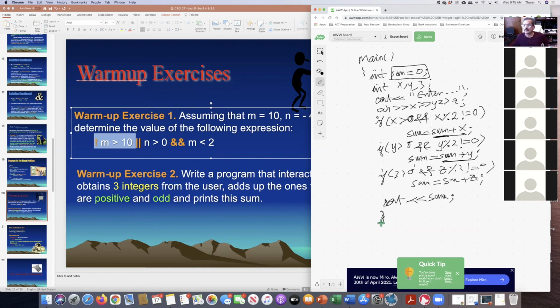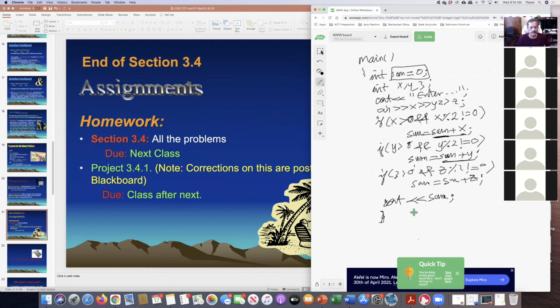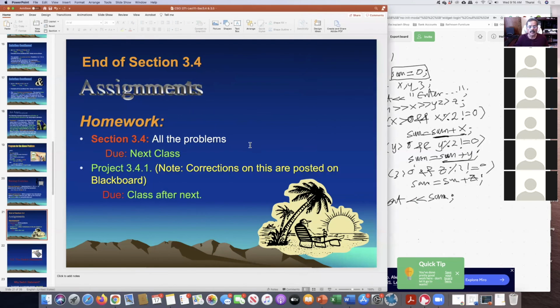Okay, that finishes this section 3.4, and your homework includes one problem from 3.3 and all the even numbered problems in 3.4.